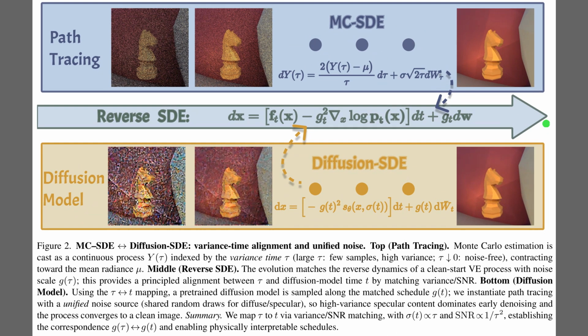Now, Figure 2 formalizes this intuition into a rigorous mathematical framework. The top blue panel represents the path tracing process as a stochastic differential equation, which the authors call the MCSDE. Here, the rendering converges from high variance to a clean image as the variable tau, representing variance time, approaches zero. The middle gray arrow establishes the connection, showing that this rendering process mathematically mirrors the reverse dynamics of a diffusion model. Finally, the bottom yellow panel illustrates the resulting diffusion SDE, where the model uses this aligned timeline to denoise the image, effectively allowing physical rendering parameters to guide the generative process.